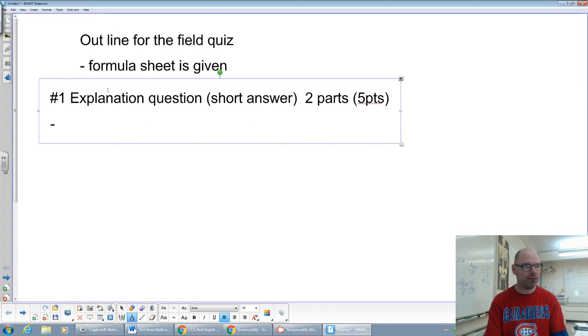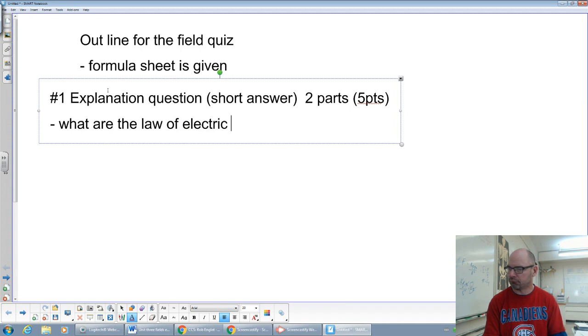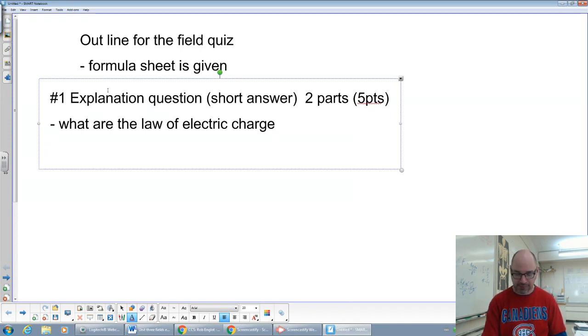First thing I can ask, if we're talking electric fields, is I might ask, what are the laws of electric charge? Okay, like charges repel, opposite charges attract each other. Sometimes very large charges will attract neutral objects. Okay, negative charges move, positive charges don't move. That basically covers that.